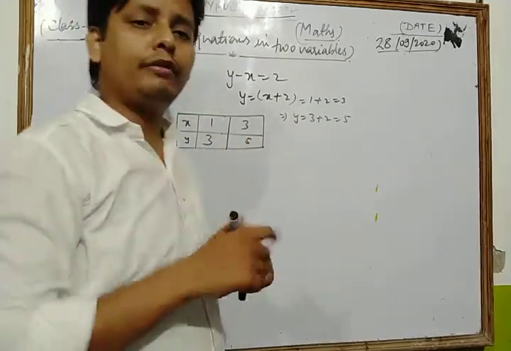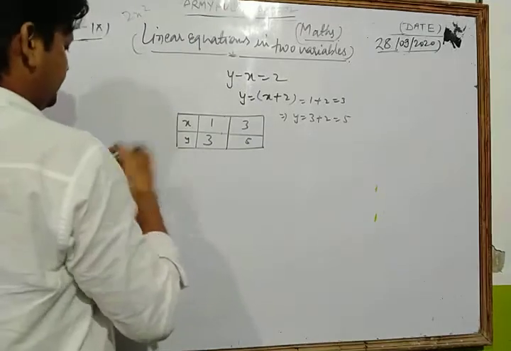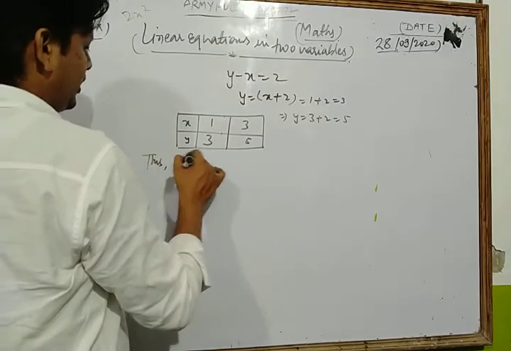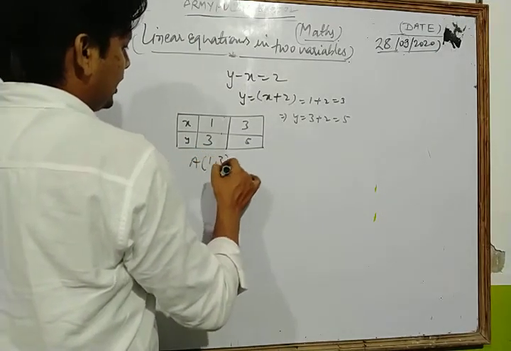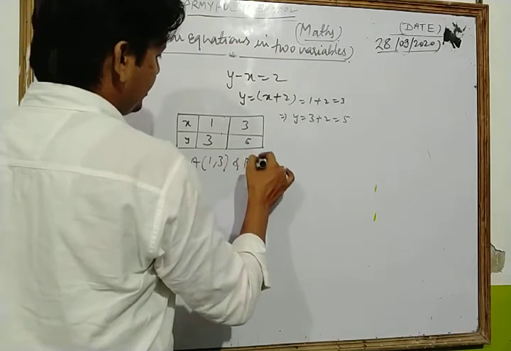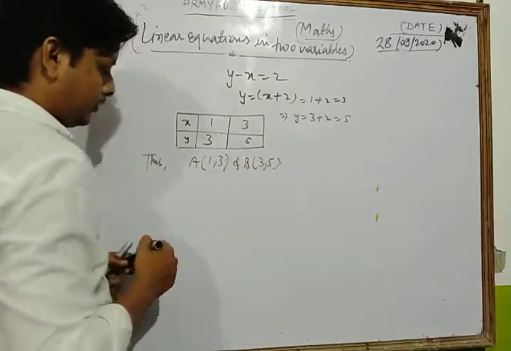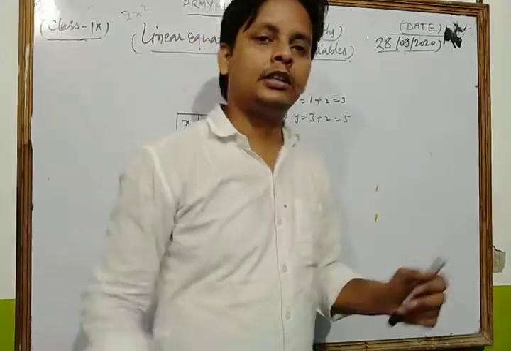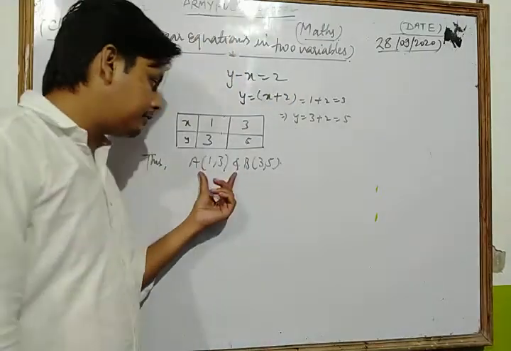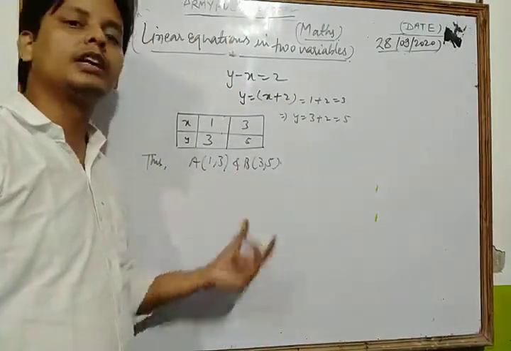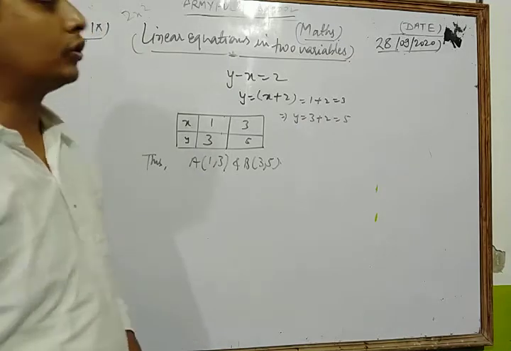Now we have 2 points. Thus we have 2 points, A (1, 3) and B (3, 5). Now after that we plot these given points on the graph paper.